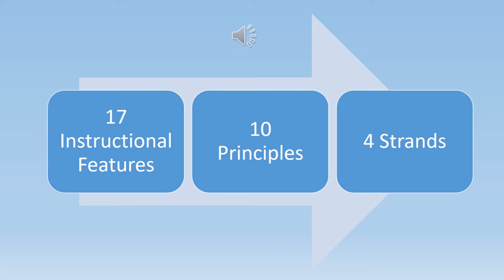The final segment on the flowchart mentions 4 strands. Tom Sherrington, who has written the book Rosenshine's Principles in Action, has condensed the principles further into 4 strands. Today, we will briefly look at the 10 principles organised into the 4 strands for ease.